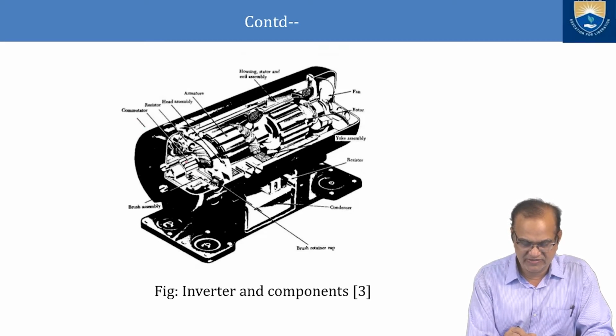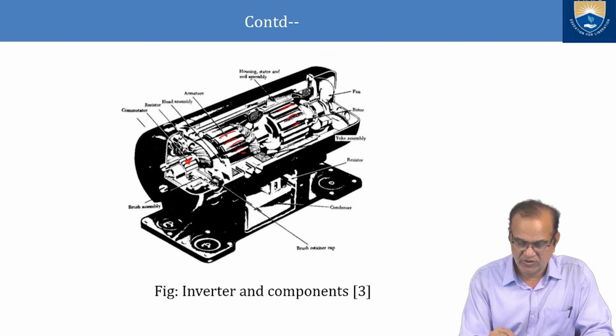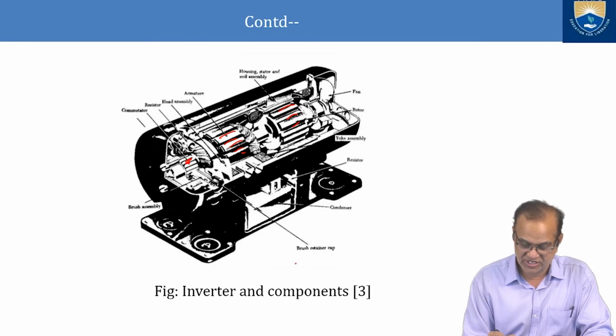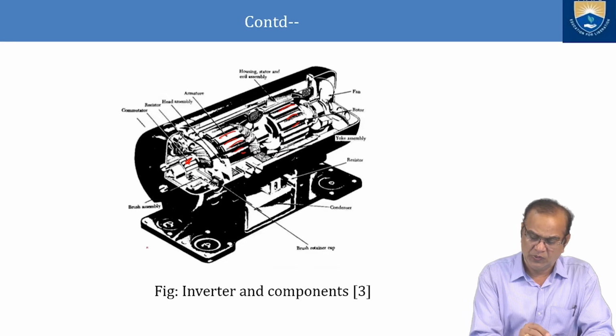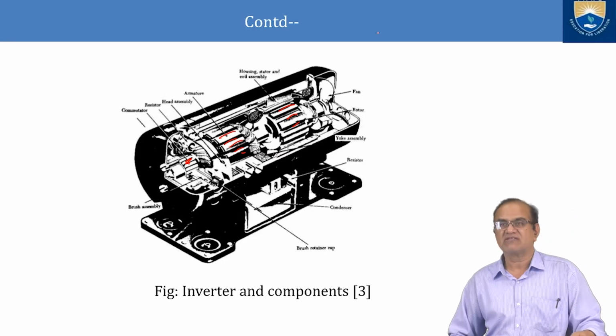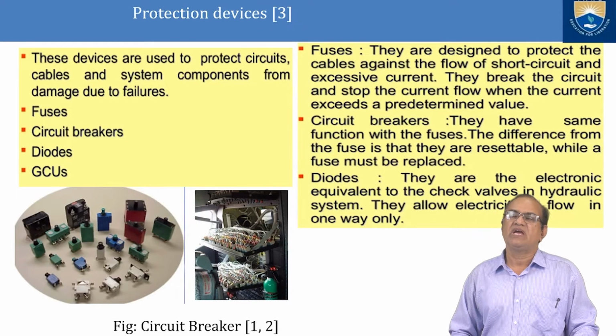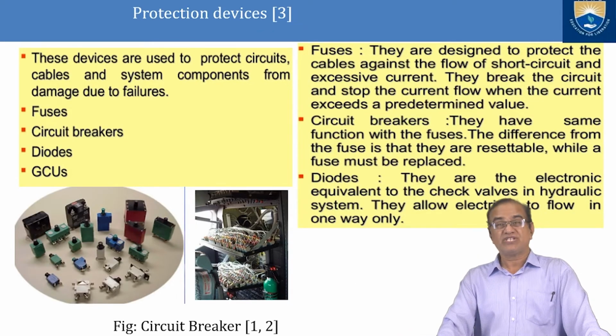commutators are here. This you can see, either resistors are there, head assembly is there. These armatures are here. Here also, this is the housing. Here we have the fan. Here is the rotor, yoke assembly, resistors, brush, and so this is an inverter and its components which is shown here. Now I will talk about the protection system.